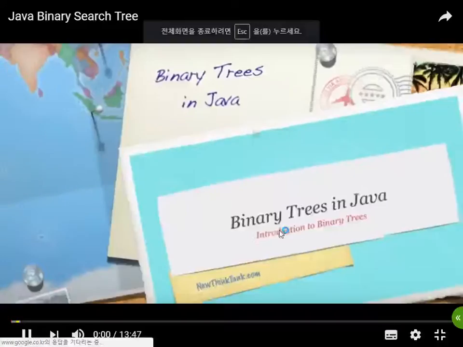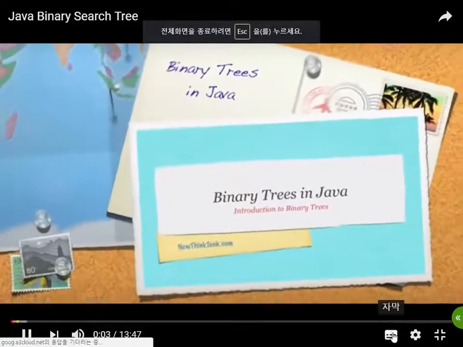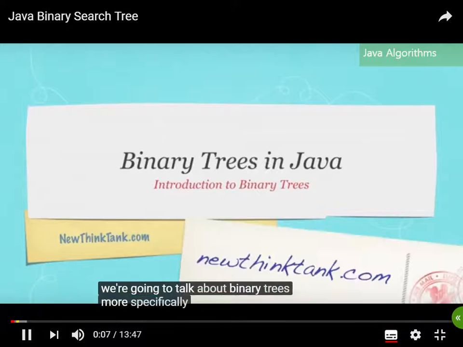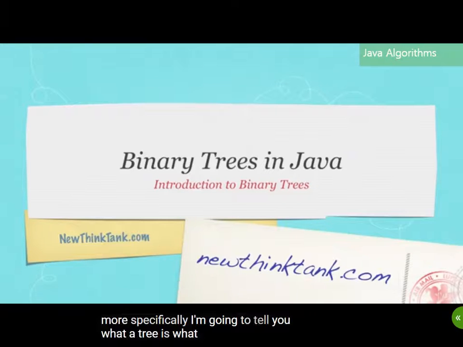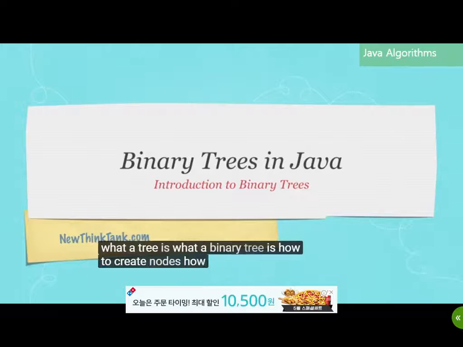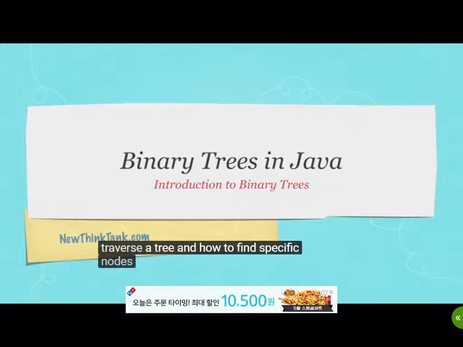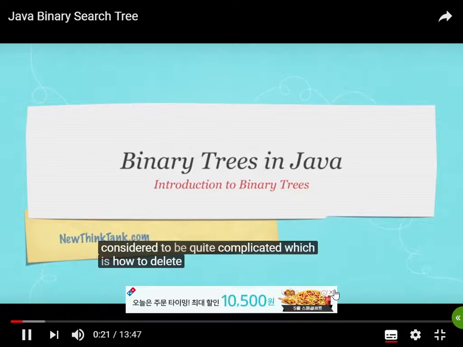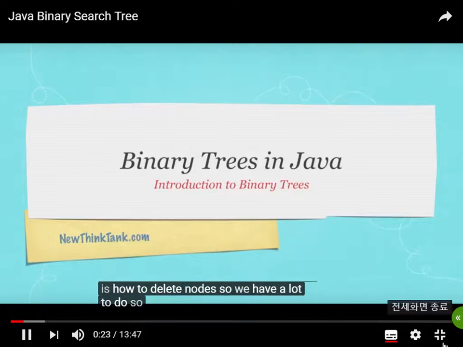Well, hello Internet, and welcome to part 13 of my Java algorithms tutorial. Today we're going to talk about binary trees. More specifically, I'm going to tell you what a tree is, what a binary tree is, how to create nodes, how to add nodes, how to traverse a tree, and how to find specific nodes. In the second part of this tutorial, I will show you what is considered to be quite complicated, which is how to delete nodes. So we have a lot to do, so let's get into it.